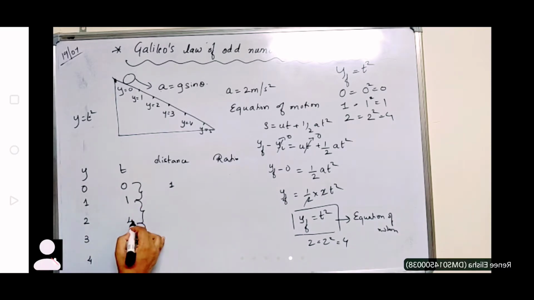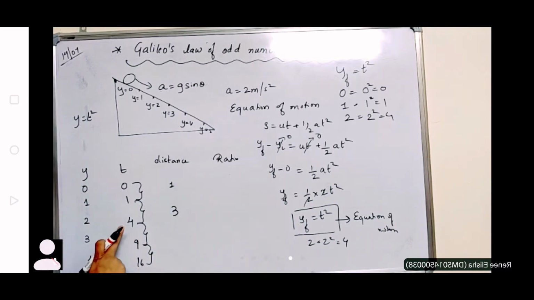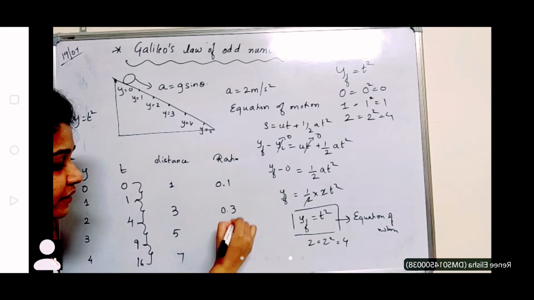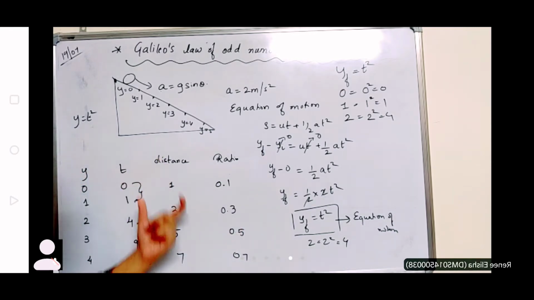Now, 4 minus 1 is what, children? 4 minus 1 is 3. Now, 9 minus 4 is 5. 16 minus 9 is 7. So you see here the ratio when he took, whenever he took the ratios, it came in the form of 1, 3, 5, 7, and so on. This is why he called it the law of odd numbers.